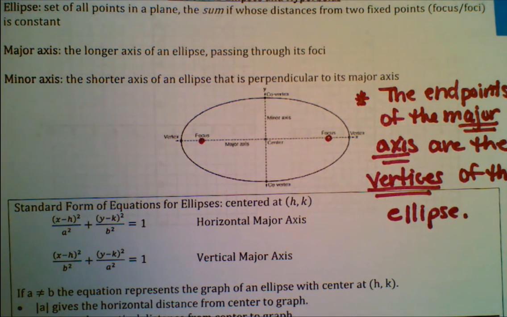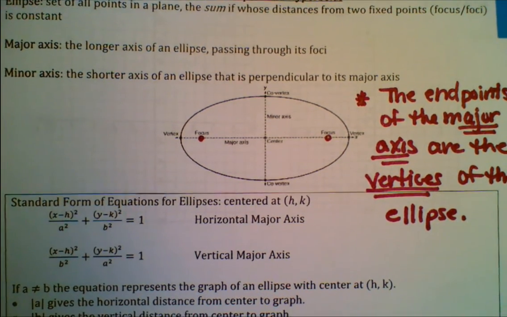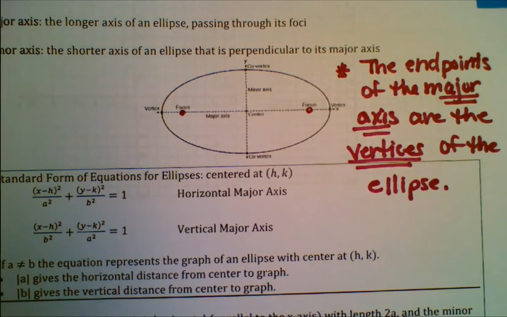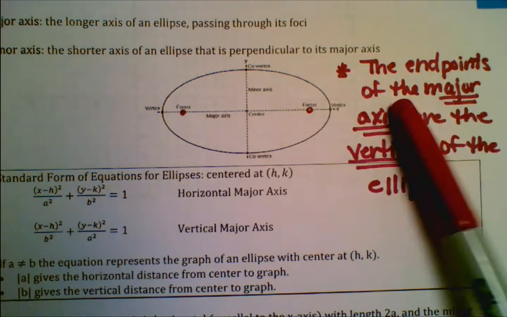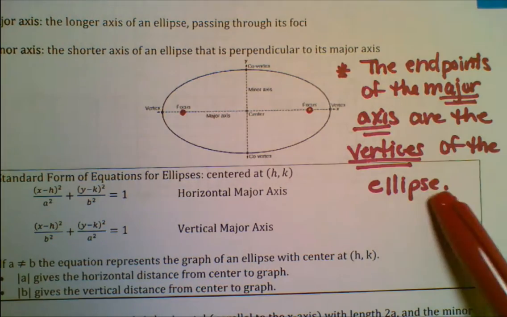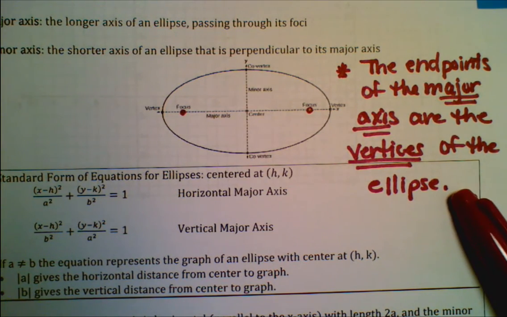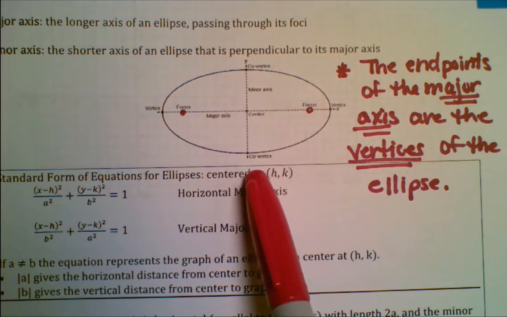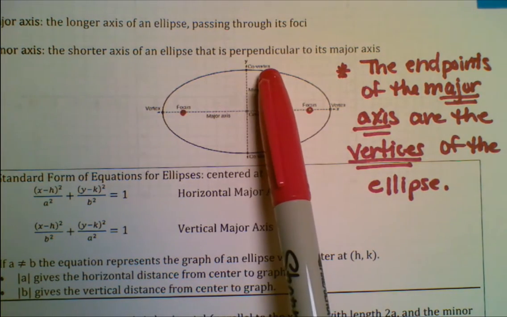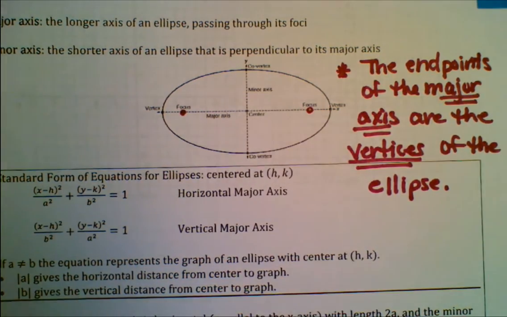Now, one thing I wanted to highlight that I did not have typed on here is that the endpoints of the major axis only are the vertices of the ellipse. Okay, and the endpoints of the minor axis are called co-vertices.